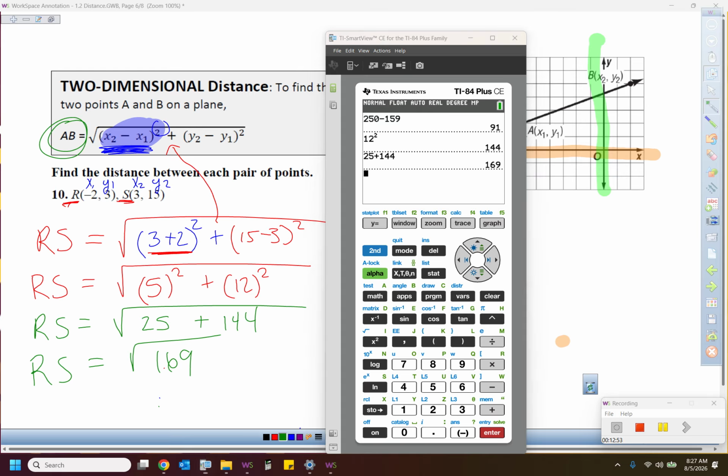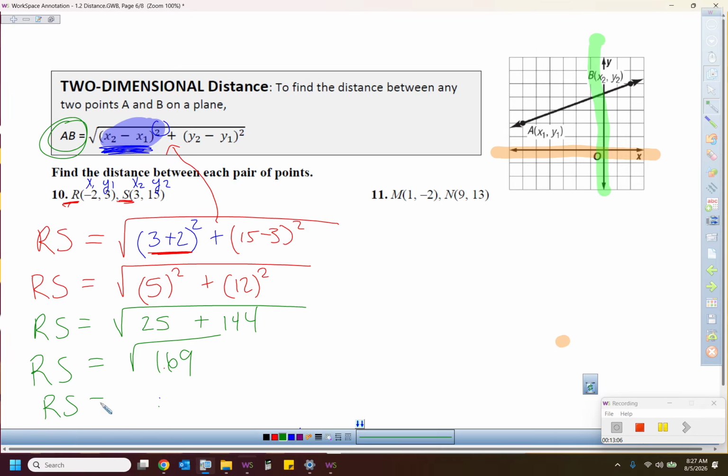So the square root, if it's been a while, you hit second and then square root on your calculator, or if you have a different calculator, let me know if you need help finding that. Let's see if it comes out nice. Boy, that totally did come out nice, right? That is 13. Now, you may also remember from algebra, like sometimes it's like, don't we need plus or minus? Not in distance. There's no way that distance is negative, right? So the distance from R to S is 13. And that one came out nice. Not very many of them do, right?